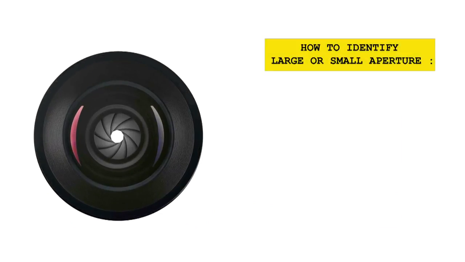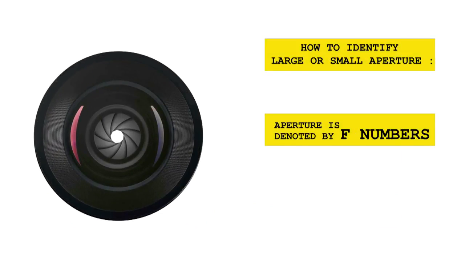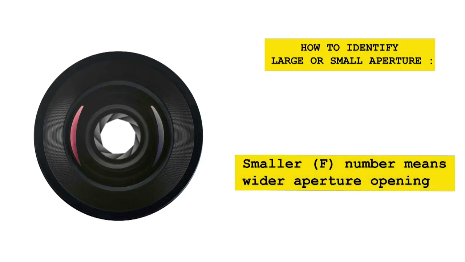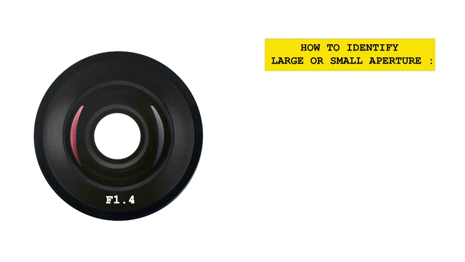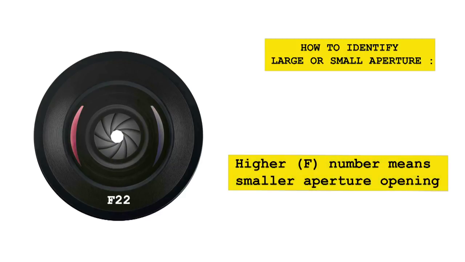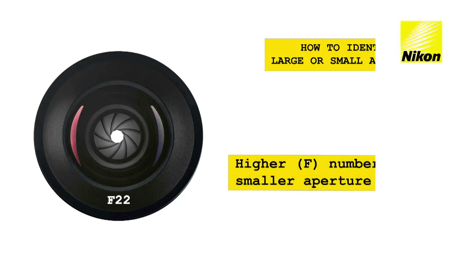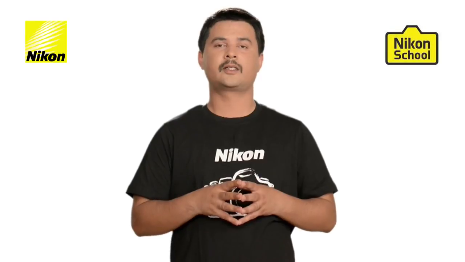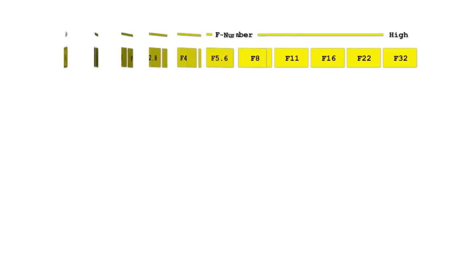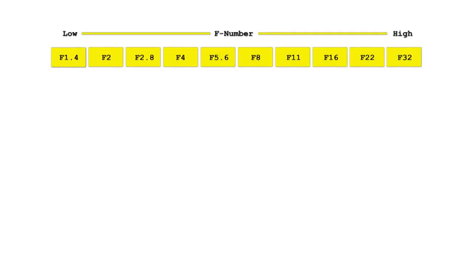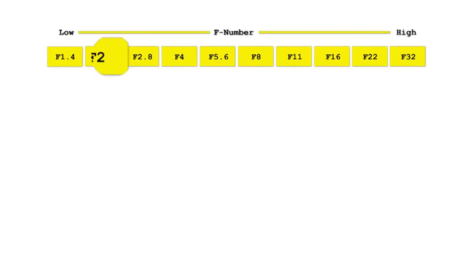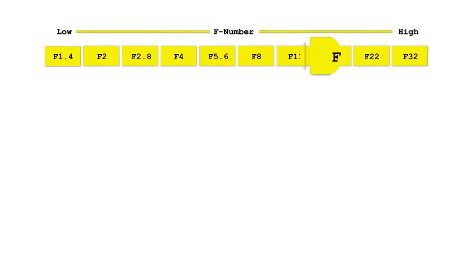How to identify small or wider aperture? Aperture is basically denoted by f number. Smaller f number means wider aperture. Greater f number means smaller aperture. Let's refer this chart to understand aperture in a better manner. Here we have various f numbers starting from f1.4 to 2.8 and further to f22.